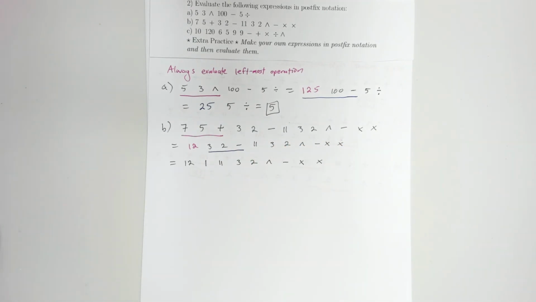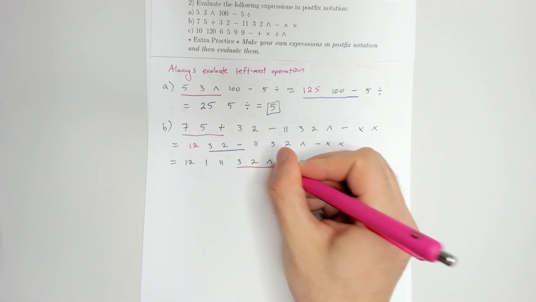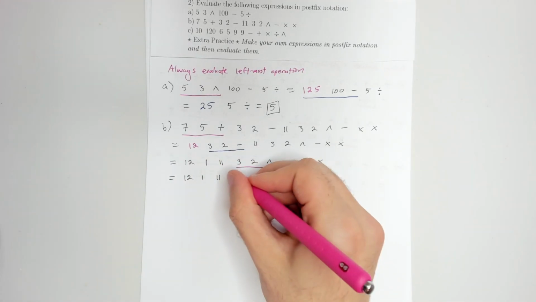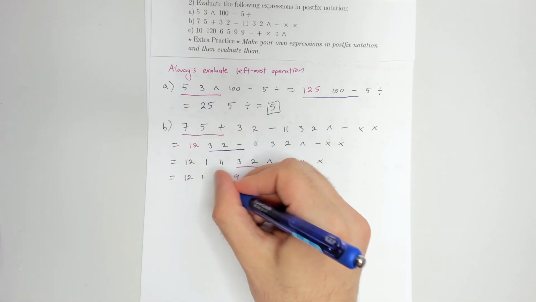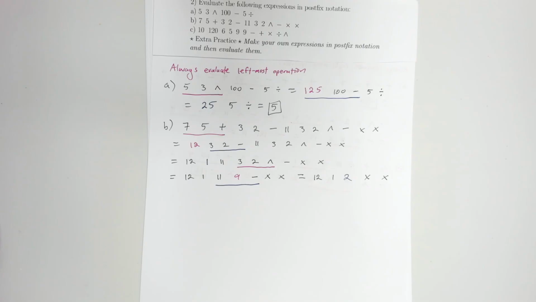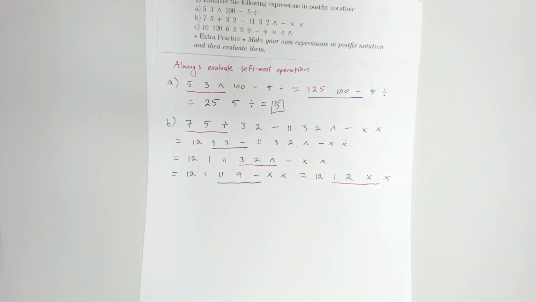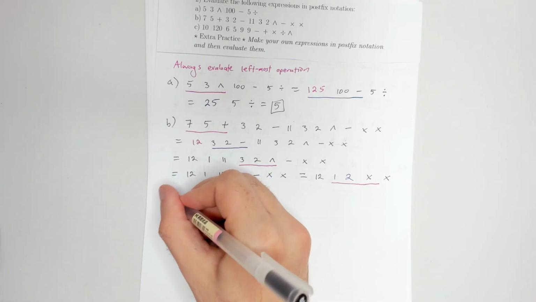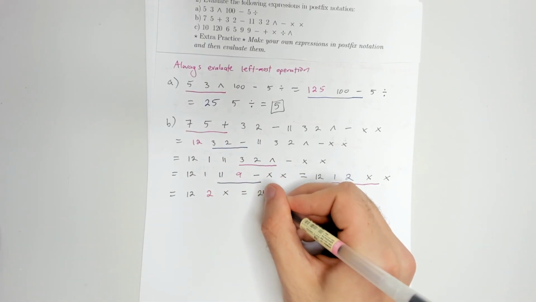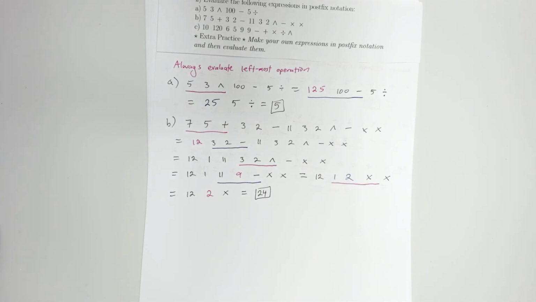Alright, so now the next step is we can look at this 3 to the power of 2, right? Because the exponentiation is our next leftmost operation. And 3 to the power of 2, that's 3 times 3, which is 9. Next up, we have the subtraction, so 11 minus 9, that's going to give us 2. Now we can focus on this multiplication. So 1 times 2, that gives us 2. And lastly, 12 times 2 will be 24. Alright, so a bit longer, but again, it's the exact same process. And let's do the last part.